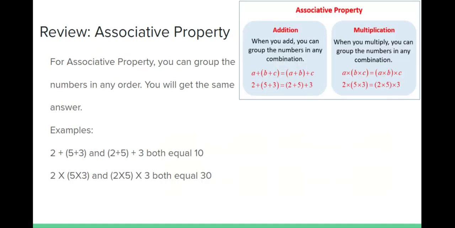All right, associative property. Associative property means you can group the numbers in any order and get the same answer. So you can move the parentheses in your problem. If we had 2 plus 5 plus 3, and our first problem had 5 plus 3 in parentheses, the second one had 2 plus 5, they are both going to equal 10 because we're going to solve them out the same way. Same thing applies for 2 times 5 times 3. It does not matter where our parentheses are with these problems because they're going to give us the same answer.